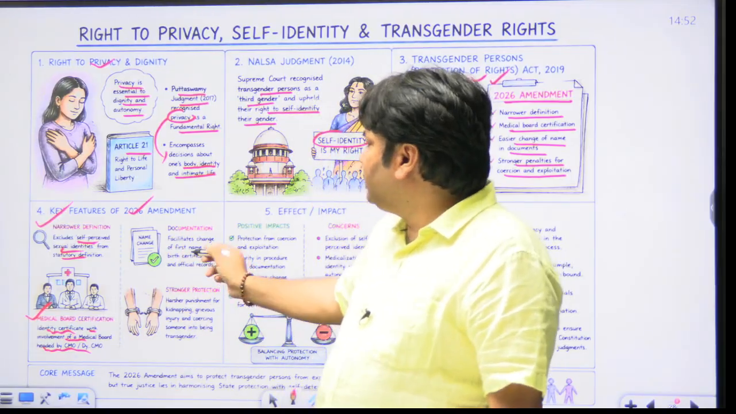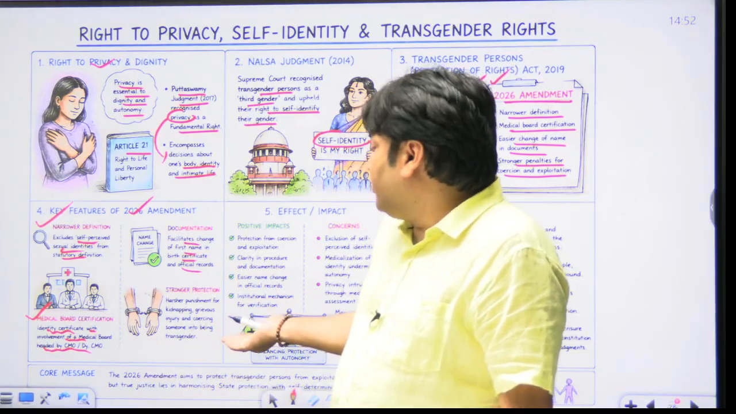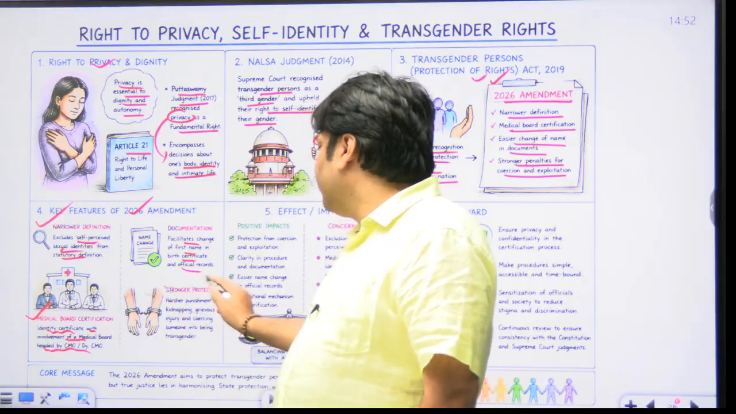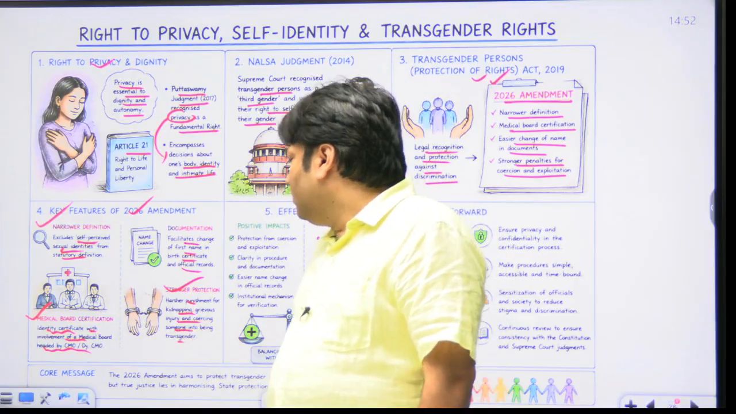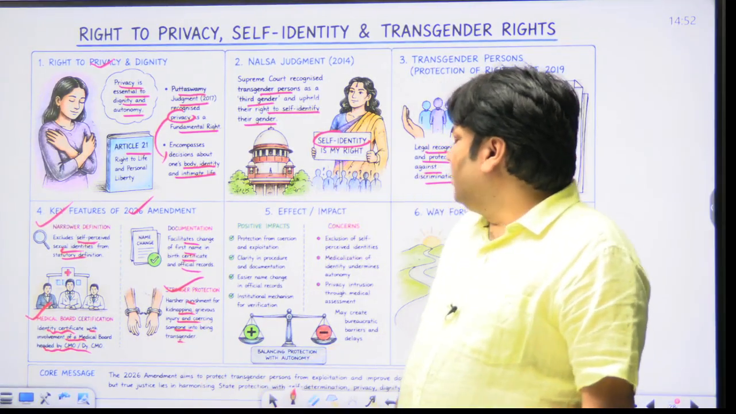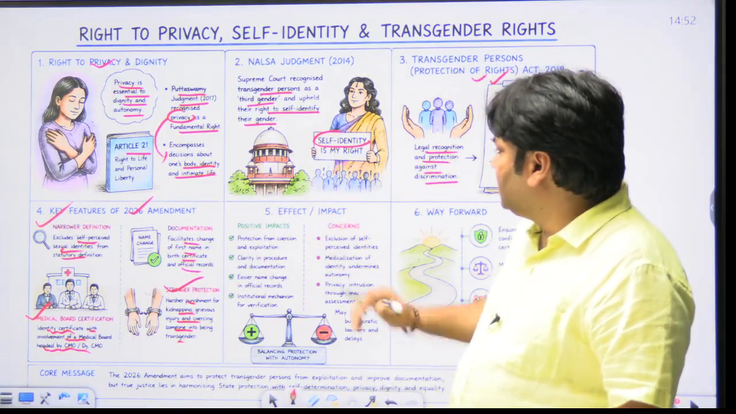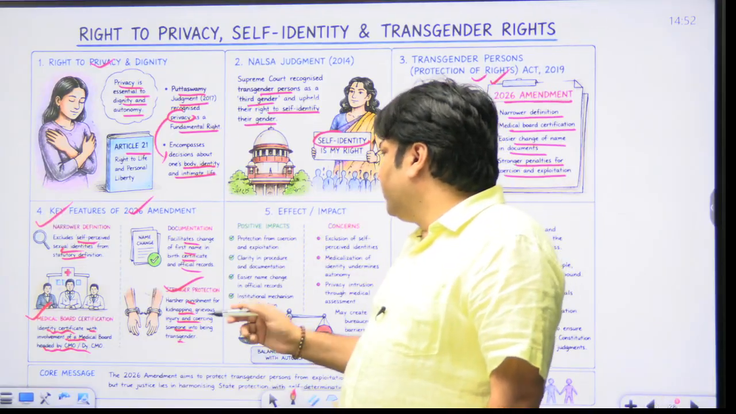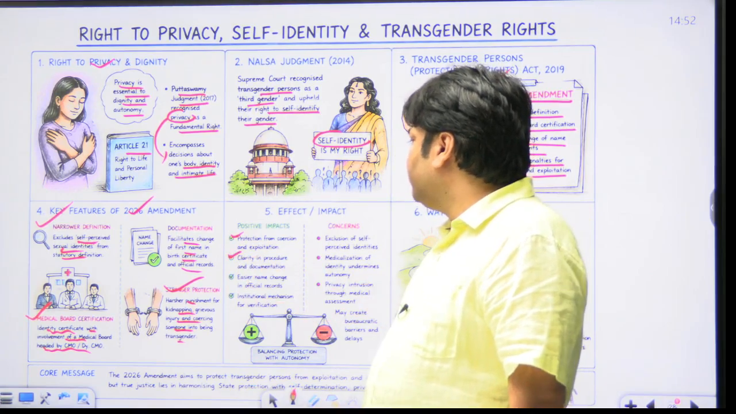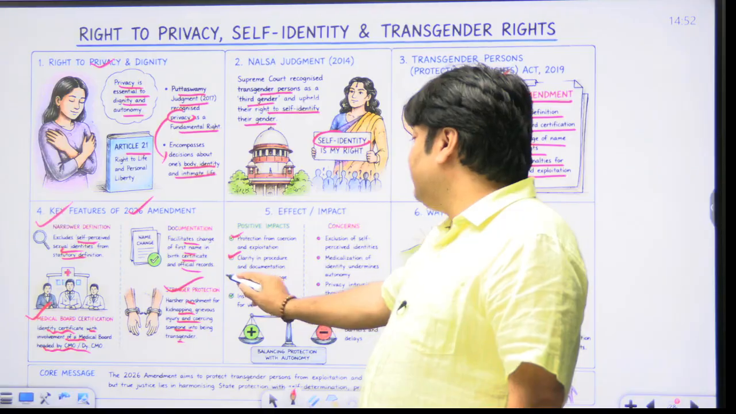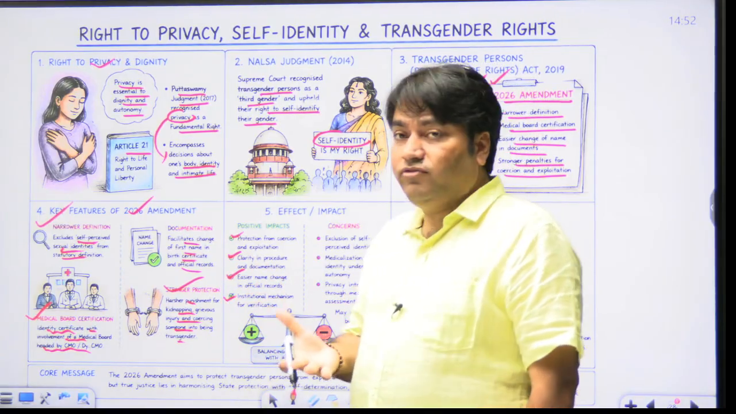Documentation, it facilitates change of first name in birth certificate and official records. A stronger protection, right? Harsher punishment for kidnapping, grievous injury, and coercing someone into being transgender. Now, what is the effect or impact? There are positive impacts and there are concerns. So, in positive impacts: protection from coercion and exploitation, clarity in procedure and documentation. Positive impact, easier name changes in official records. Positive impact is institutional mechanism for verification.